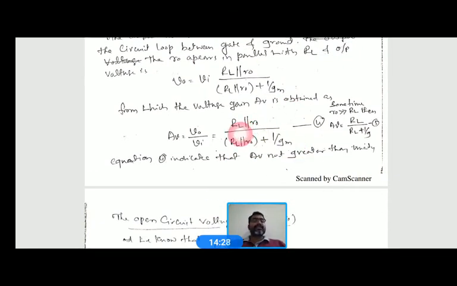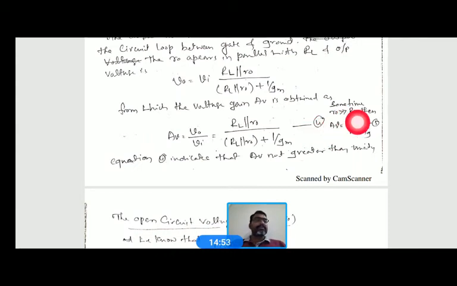Right. So usually from this equation we'll get the gain AV, which is V0 by Vi. If you take Vi this side, the equation becomes V0 by Vi, which is nothing but gain AV. Hence the gain AV is given by RL parallel R0 divided by RL parallel R0 plus 1 by gm.